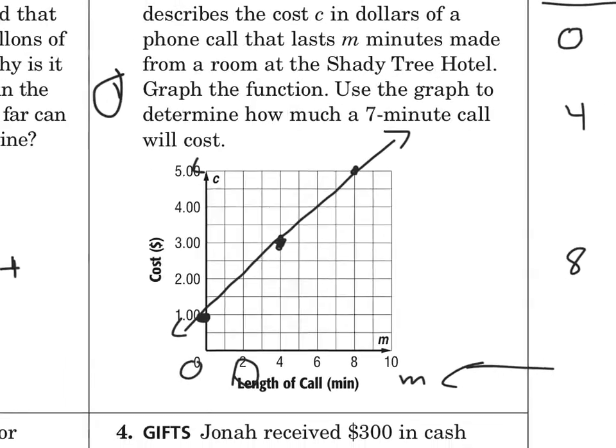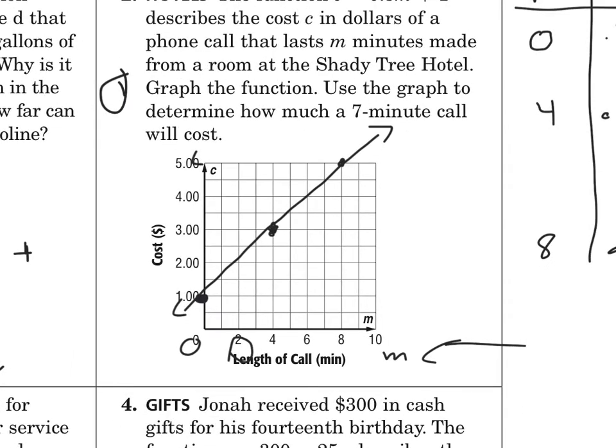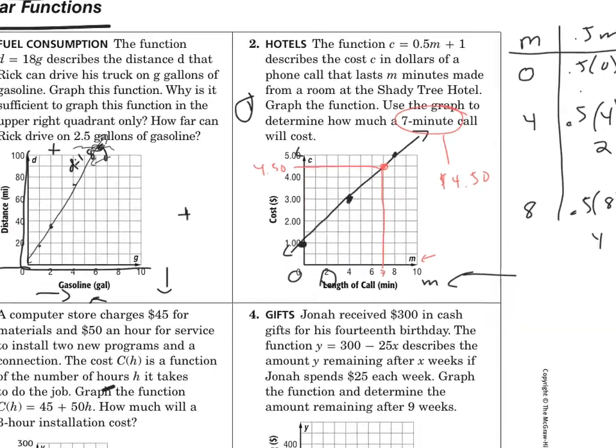It then says something kind of cool. It says to use the graph to determine how much a 7-minute call would cost. So at 7 minutes, we should be right here because this is minutes. And this is 7, between 6 and 8. And if you follow up this line, you get this answer right here. And that answer corresponds with, it looks like, $4.50. So the answer to a 7-minute call would be $4.50. And that would be the answer to number 2.